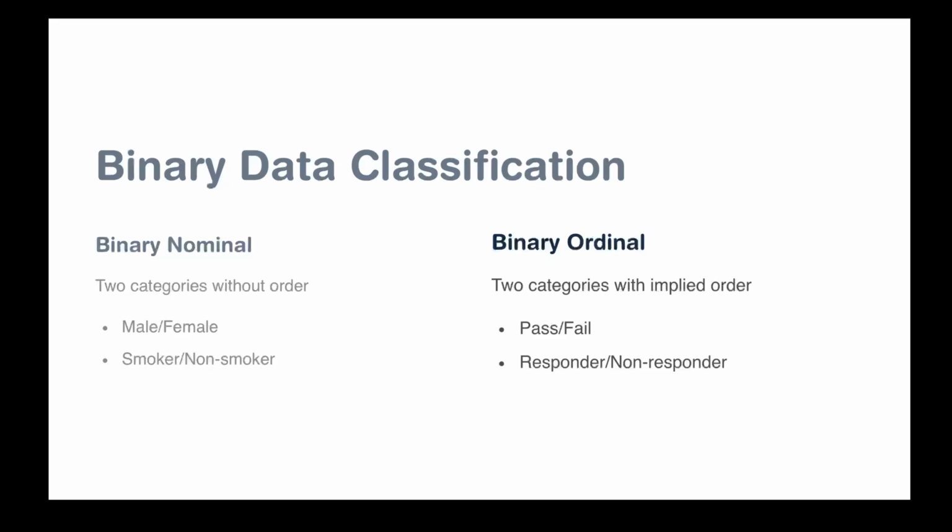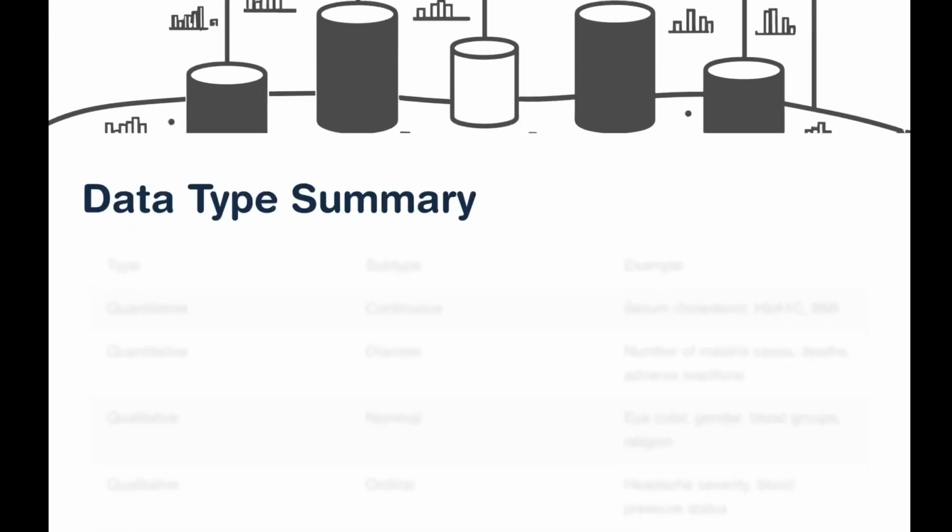And responder versus non-responder. For example, in a hypotensive patient, if we give fluid and the patient responds, those patients are called responders. Those who are transiently responding are called transient responders, and those who are not responding are called non-responders. It's a binary ordinal, again with implied order.